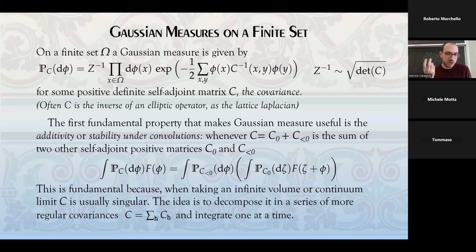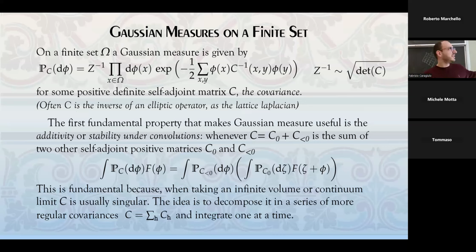The fundamental property that makes Gaussians useful in this multi-scale analysis is their additivity property, or stability under convolutions, which is basically a consequence of, or equivalent to, the fact that the algebraic sum of Gaussian variables is still a Gaussian variable. This property can be stated as follows. Whenever the covariance matrix is the sum of two matrices, both invertible and positive definite, so that each of them defines another Gaussian measure, then the integration of any polynomial in the fields, and it's more general than just polynomials, with respect to the original Gaussian measure can be decomposed in a two-step integration. The first one with respect to the first measure induced by the matrix C0, and the other integration with respect to the other matrix which was present in the decomposition of the covariance matrix.